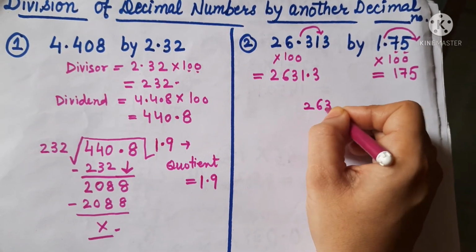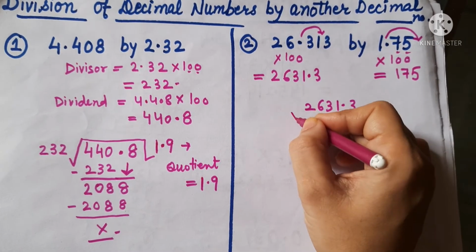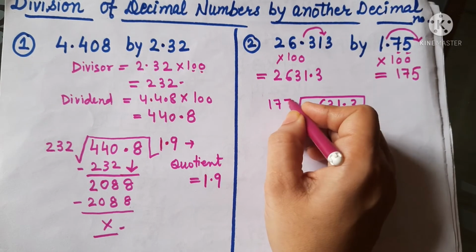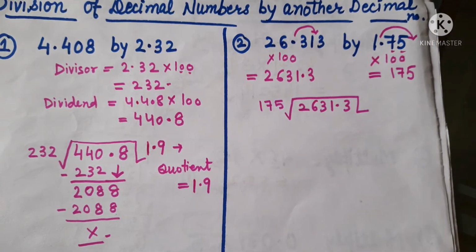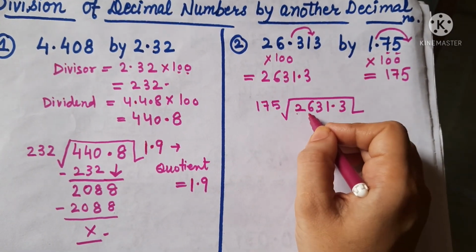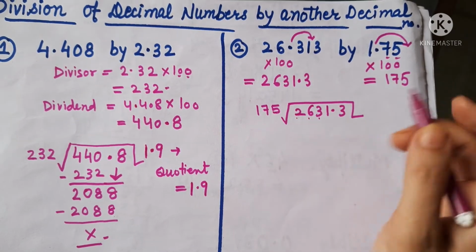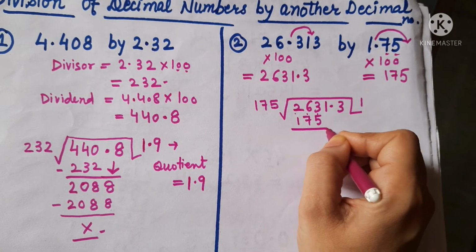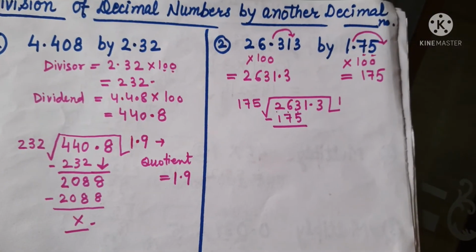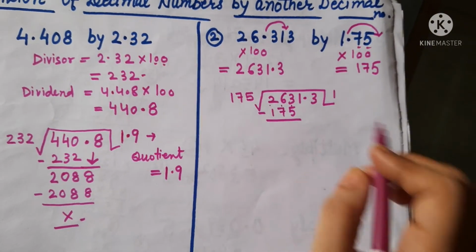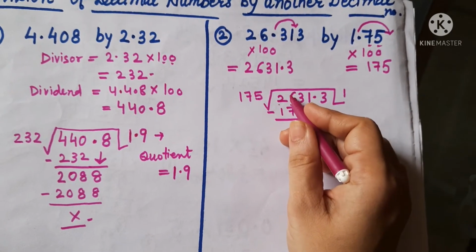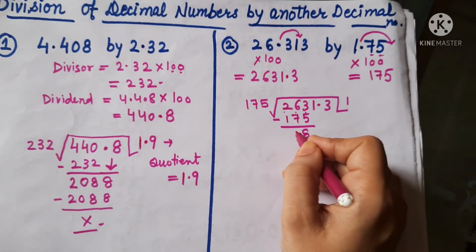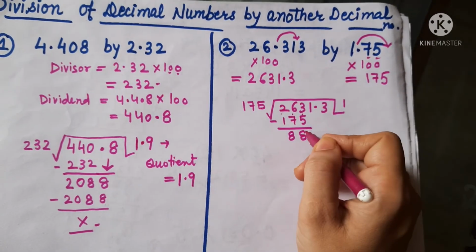Let's do it. It is the dividend, and now we have the divisor 175. First we will take the 3 digits because we have 3 digits here. It will go with the number 1. Now we will subtract the term. 13 minus 5 will be 8, and here will be 5. 15 minus 7, again we have 8, and then 1 minus 1 is 0.